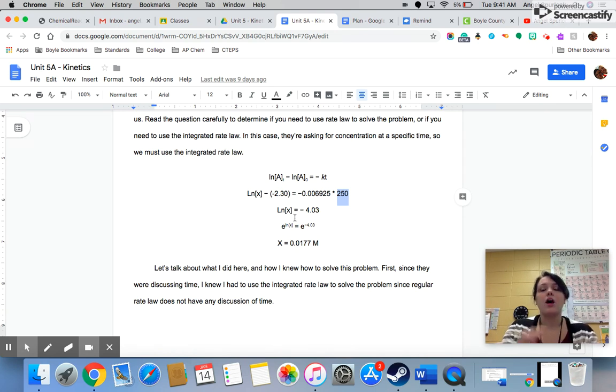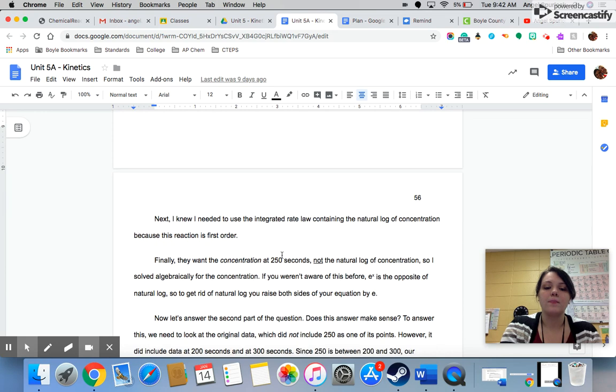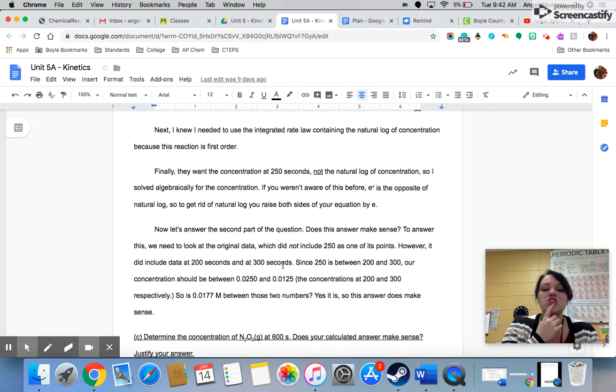Keep in mind that the opposite of natural log is e raised to the power. So in order to get rid of that natural log, I took both sides and I raised e to them, okay? So I finally end up with x is equal to 0.0177 molar from this problem. Now, that's not all that you need to do for this question. They're asking you, does your answer make sense, and justify that. So let's talk about it. They wanted the concentration at 250 seconds, not the natural log of concentration. So I had to solve algebraically for the regular concentration, not the natural log.